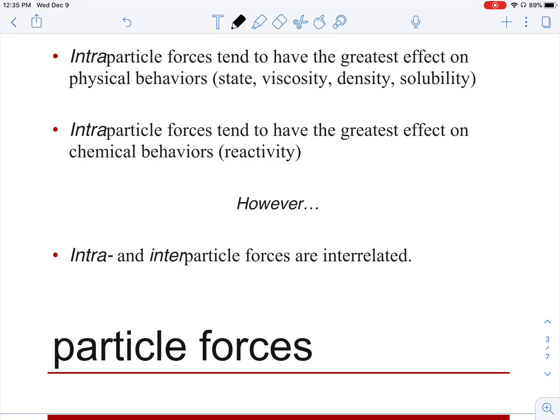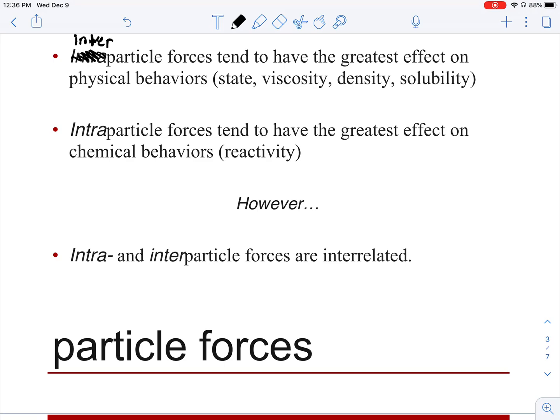Density: two elements occur at different densities because not only are their atoms different masses, but the way the atoms interact with each other is different, so that affects their spacing. And then whether or not a substance will dissolve can be affected not only by the intraparticle forces, but also the interparticle forces. And I just realized here, my little slideshow has a typo in it. Interparticle forces. So those are the forces from one particle to another.